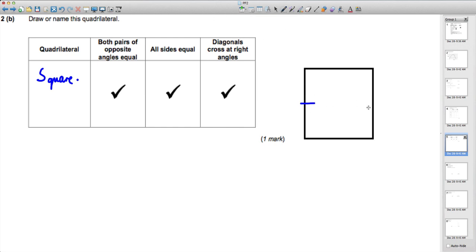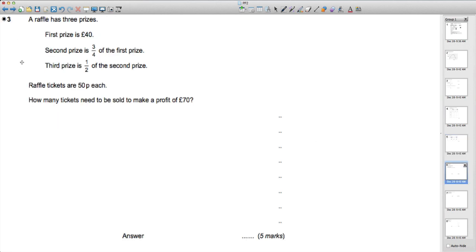of course all sides are the same. That's the definition of a square, so we've got that one. The diagonals cross at right angles. Yes, they do. And opposite angles are the same. Yes, they are all 90, so that is indeed true. It is also true that a rhombus would work for this one, but stick to the easy marks. Stick to the easy suggestions.